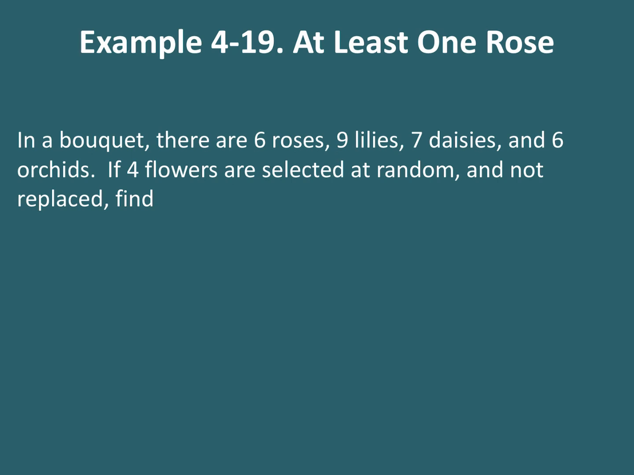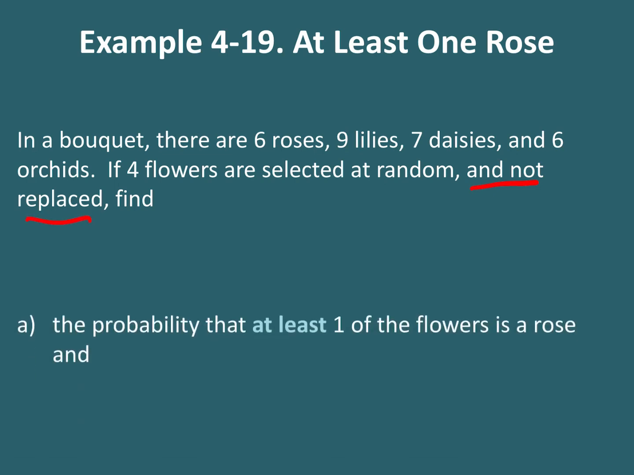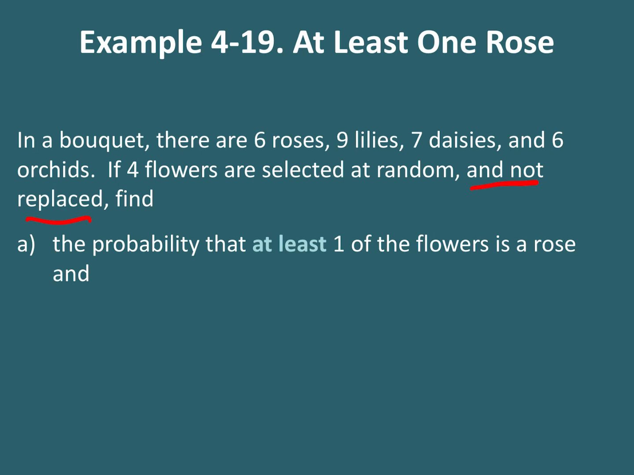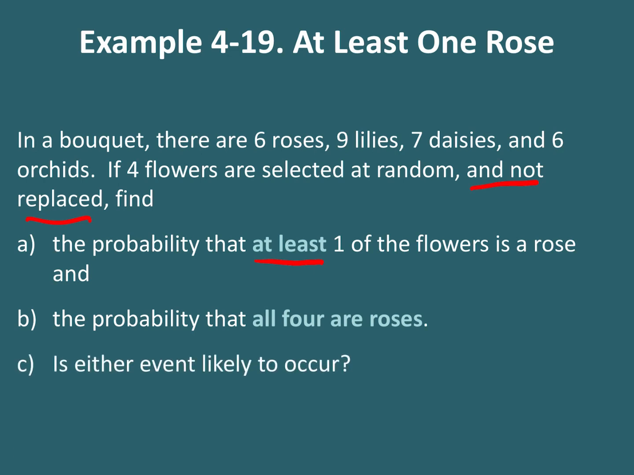In a bouquet, there are 6 roses, 9 lilies, 7 daisies, and 6 orchids. If 4 flowers are selected at random and not replaced, so that would be conditional, let's find the following. Let's find the probability that, there's the phrase again, at least one of the flowers is a rose. And let's find the probability that all 4 are roses. Now, is either event likely to occur? Either the event in the first part A or the event in the second part B? Be sure to show the steps that explain your answers.